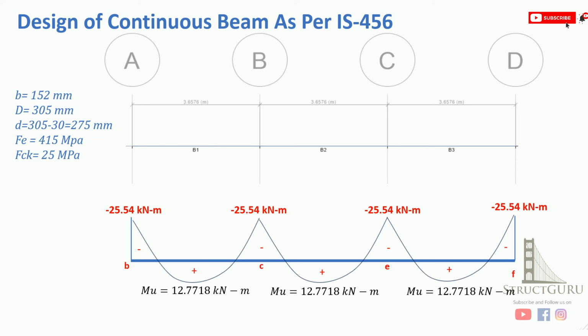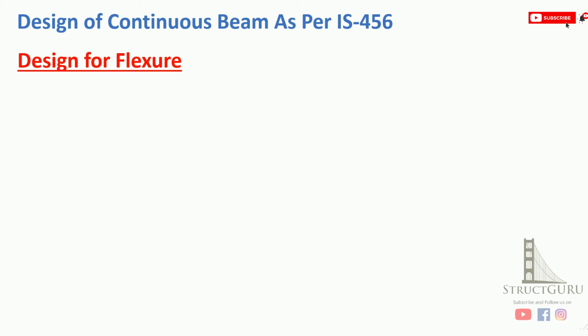Width of the beam is 152, depth of the beam is 305, and effective depth is to be calculated as 275 by subtracting a cover of 30 mm from the depth of the beam. Yield strength of steel is taken as 415 megapascals or Newton per mm square, and the compressive strength of concrete is taken as 25 megapascals. So using this data, we are going to design the beam. Let's discuss the design for flexure first.